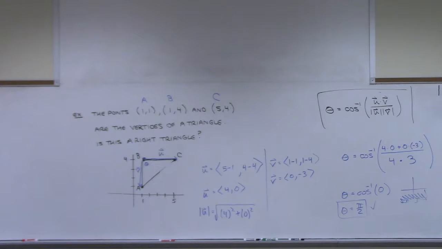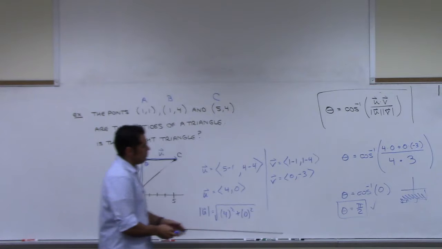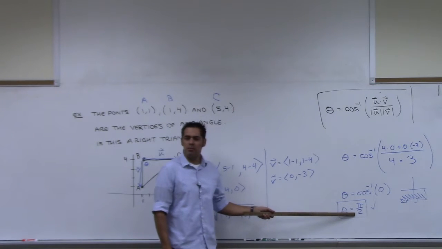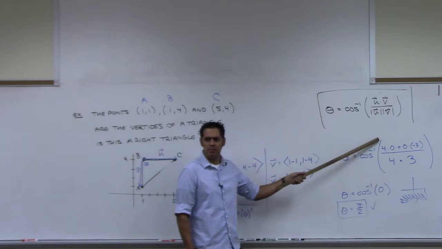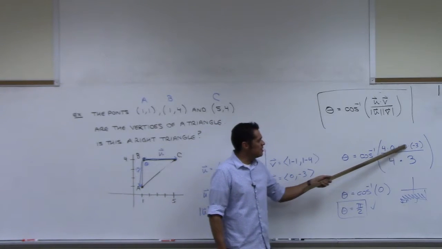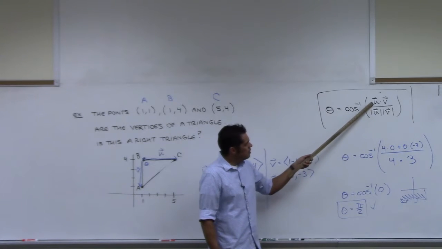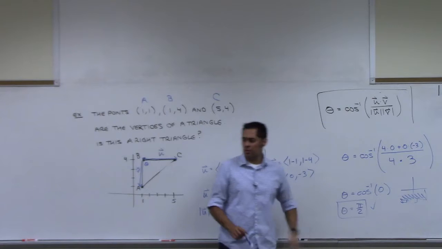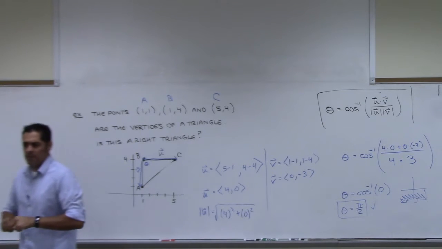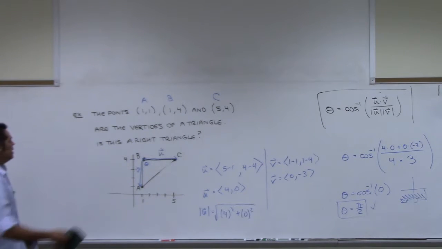That would have worked. We would always get pi over 2, wouldn't we, if this top was 0? And that top can only be 0 if what? The dot product is 0, right? Well, that's a major theorem that we have in terms of dot product. It says this.